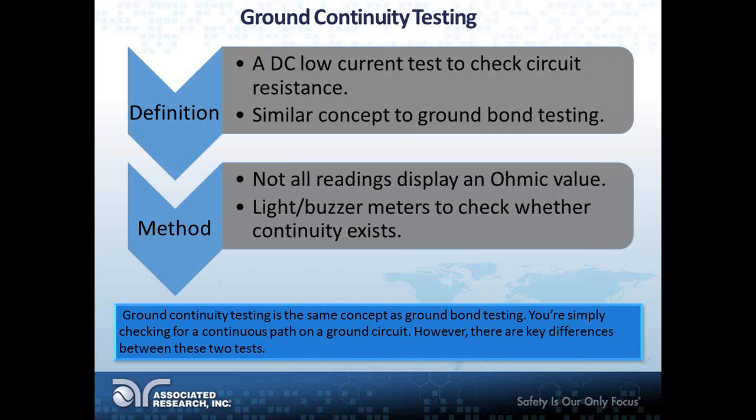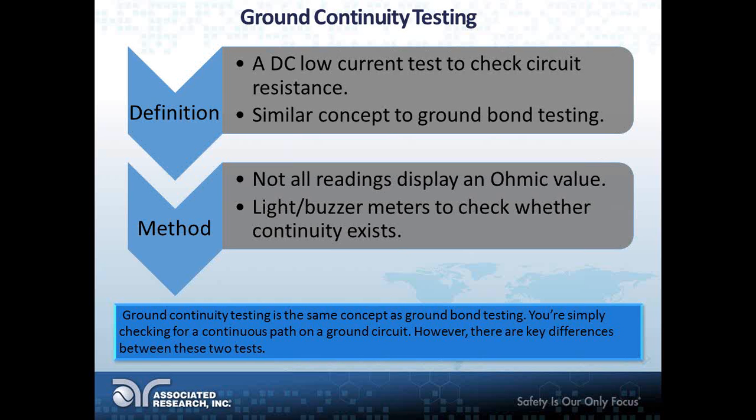The problem that I have with this is that not all readings display an ohmic value. So while the light is going on, what value is it telling you? That could be up to 7 or 8 ohms. And when we're talking about a ground circuit, that's actually pretty high.